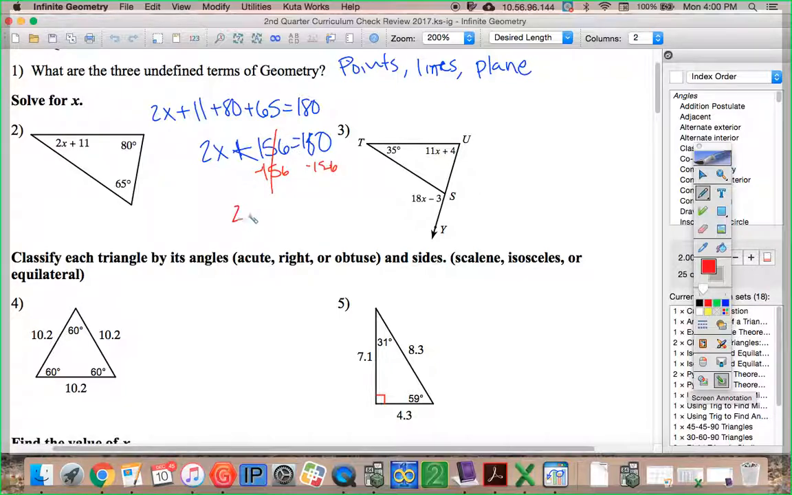We get 2x equals 24. Why did I get 35 earlier? Oh, it's because of the 11. So 24, and then you divide both sides by 2 and you get x equals 12.